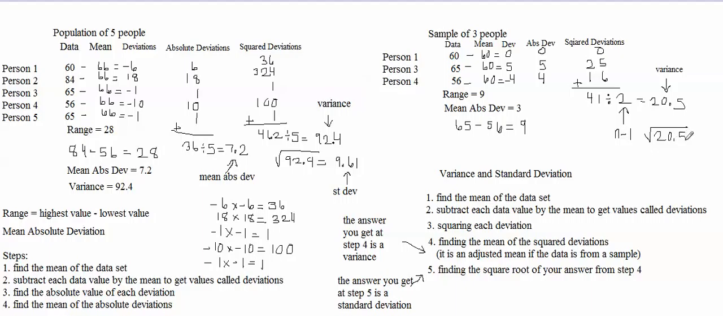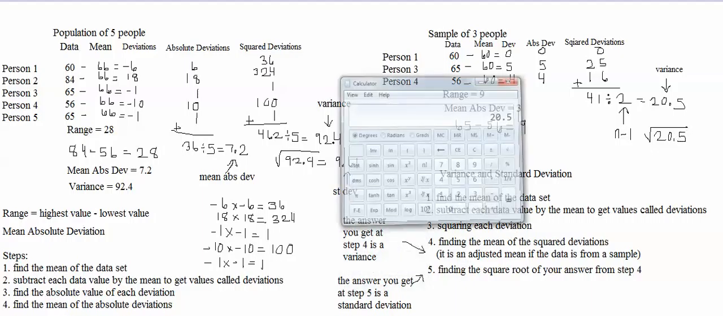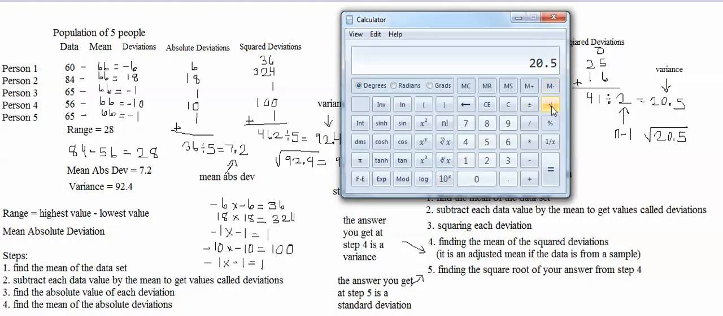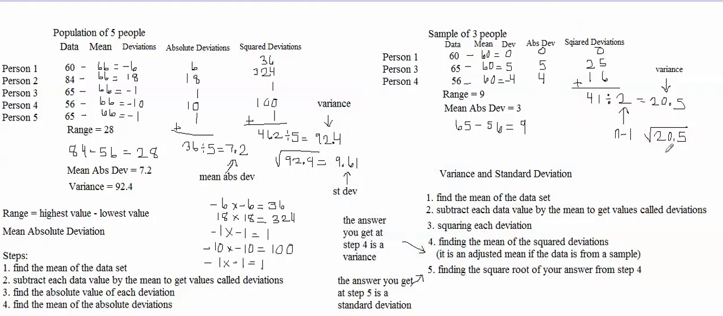What's the square root of 20.5? We can hit the square root key, and it's about 4.53. So this is our standard deviation.